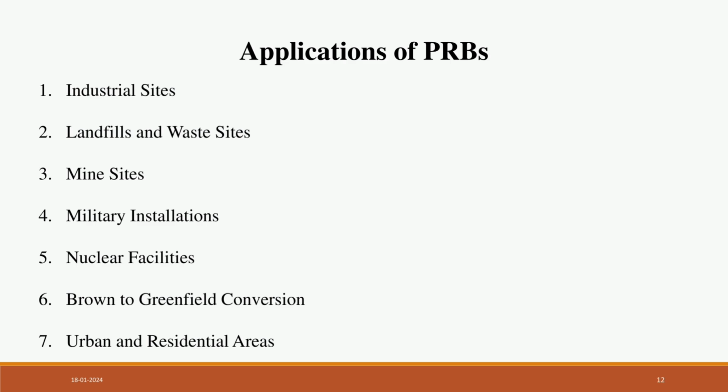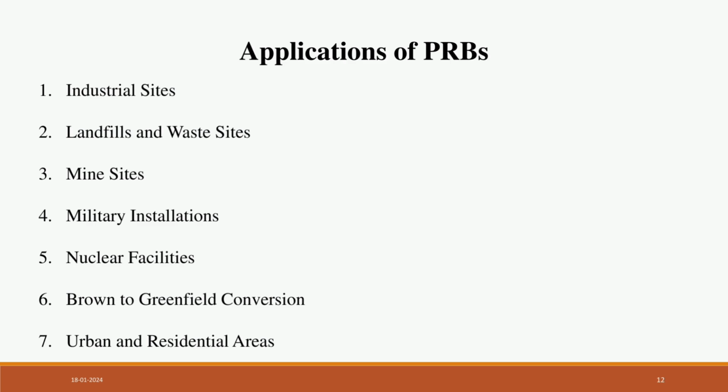Here are some applications. First one is industrial sites. PRB is applied at industrial facilities to treat groundwater contaminated with substances such as chlorinated solvents, heavy metals, and organic compounds. Second one is landfill and waste sites. At landfill and waste sites, PRB is used to treat the migration of contaminants such as leachate into the surrounding groundwater. Third one is mine sites. At mine sites, PRBs are implemented to treat the groundwater contaminated with metals and other mining related pollutants.